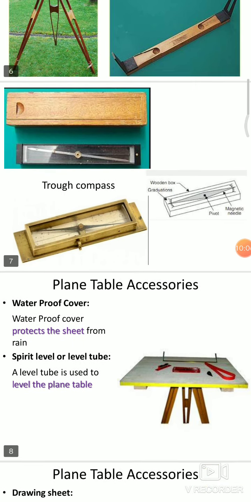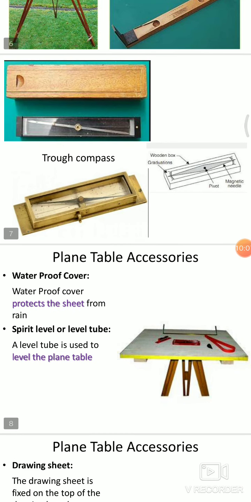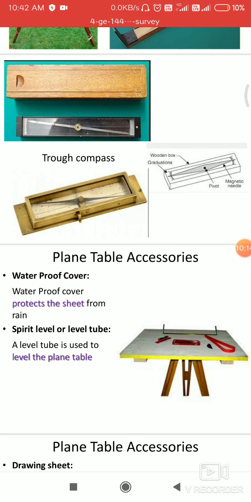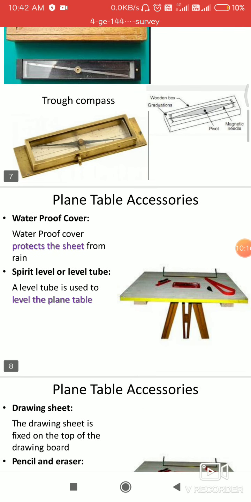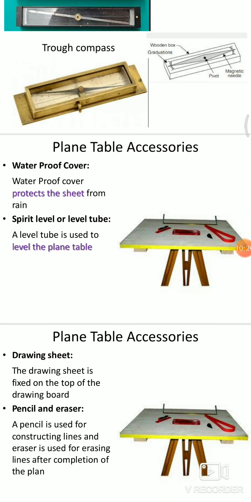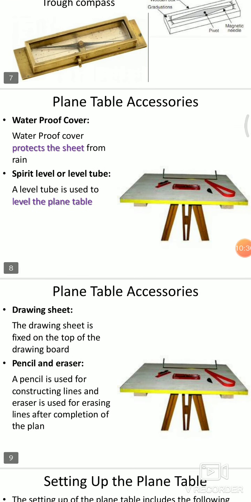In the next image there is a tripod stand and plane table drawing board. The third image is the trough compass. This image shows the trough compass, which has a wooden box or metal box. Here it shows the graduation of the trough compass, and the magnetic needle, which is supported on the pivot.